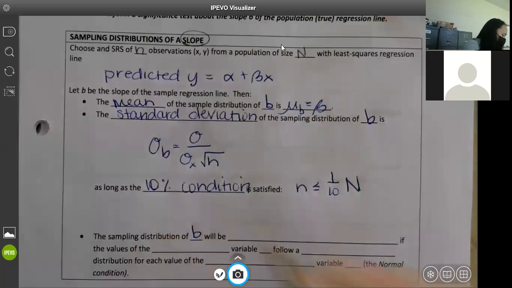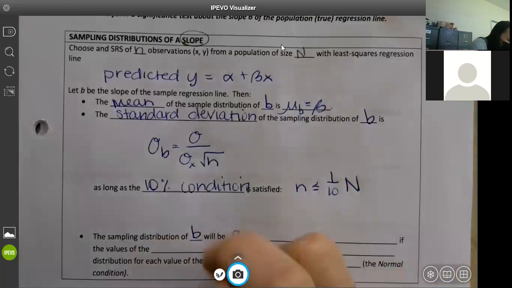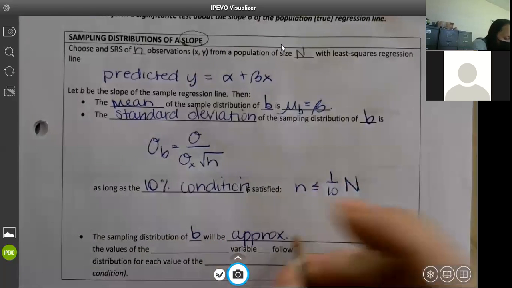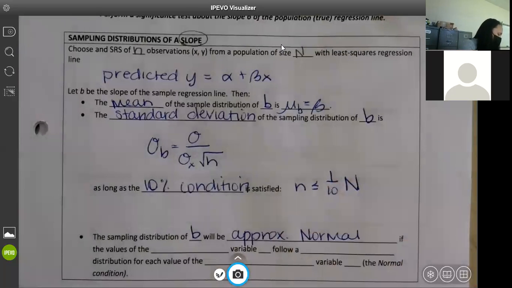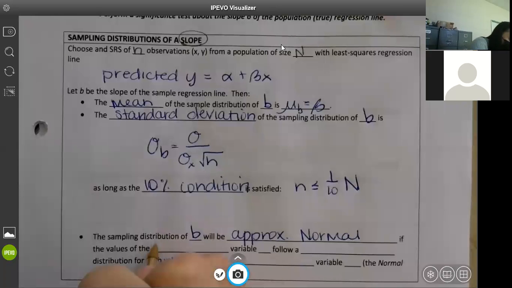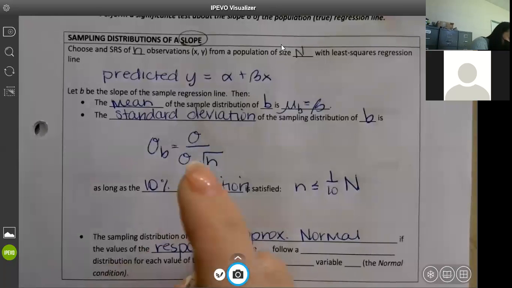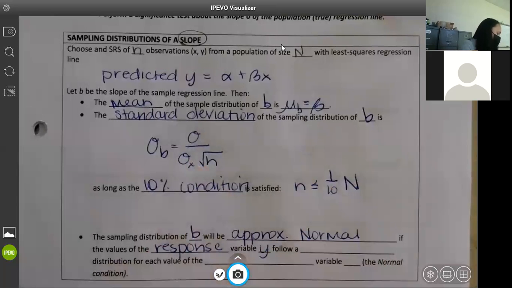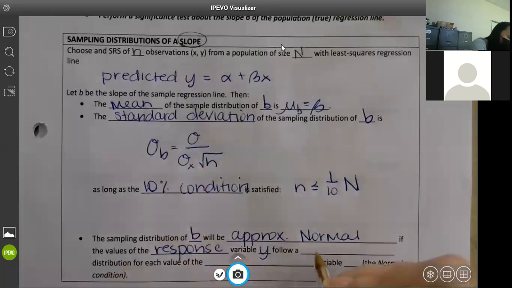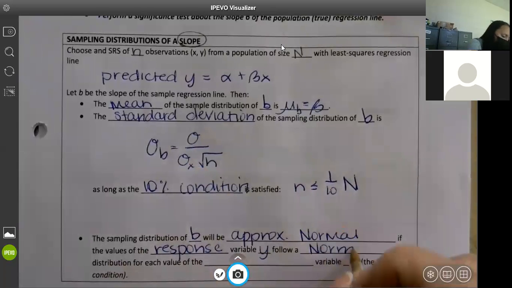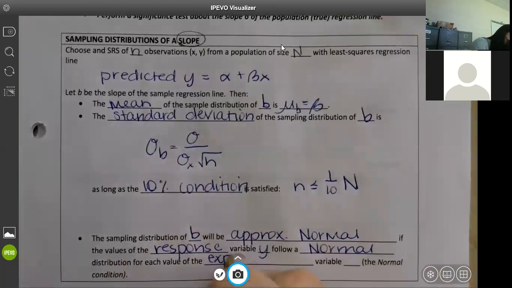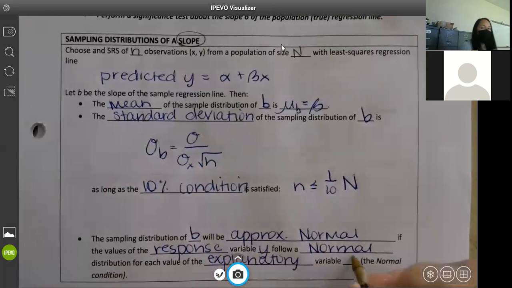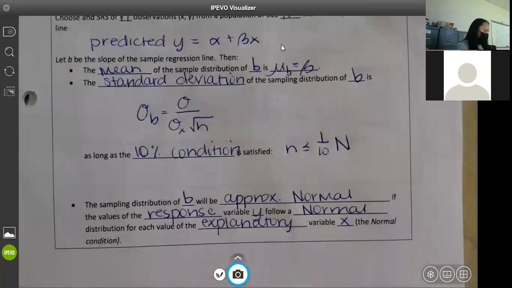The sampling distribution of b will be approximately normal if the values of the response variable y follow a normal distribution for each value of the explanatory variable x. And this is the normal condition.